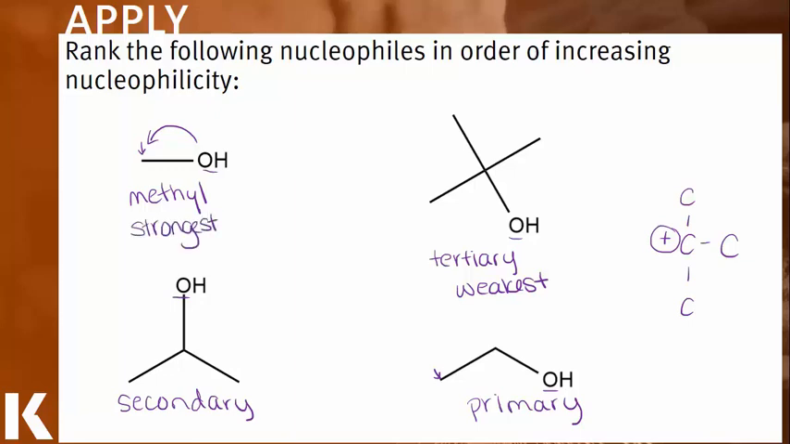So let's number these in order from weakest to strongest. Tertiary will be the weakest. Secondary will be a little better. Primary will be even a little better. And methyl will be the best. Now you should feel more comfortable ranking nucleophile strength by analyzing steric hindrance.